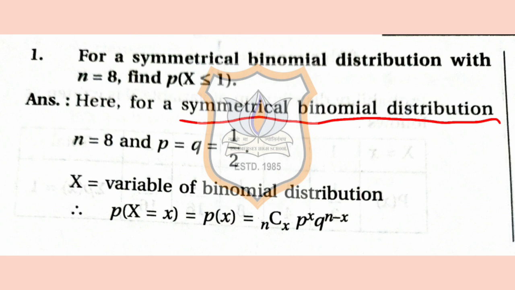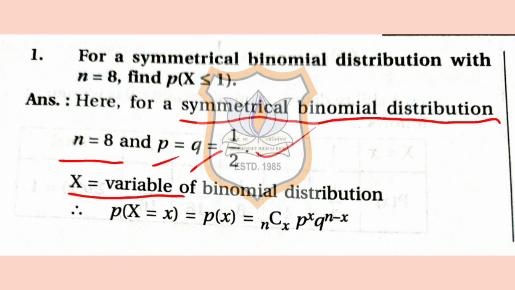As we know, probability of success is P, probability of failure is Q. So P and Q both will be same, and that is half. So we will have P is equal to Q is equal to half for symmetrical binomial distribution. We have n is equal to 8 and x is the variable of binomial distribution.